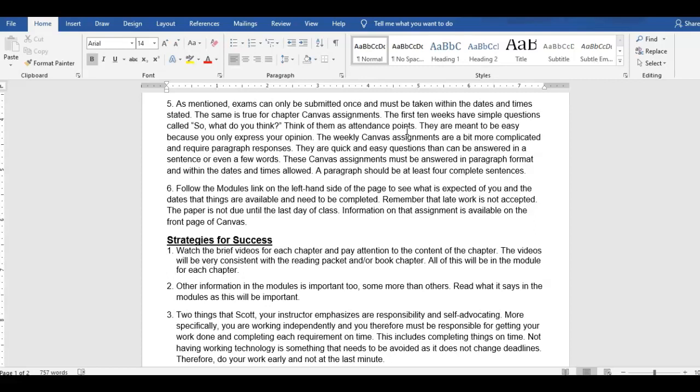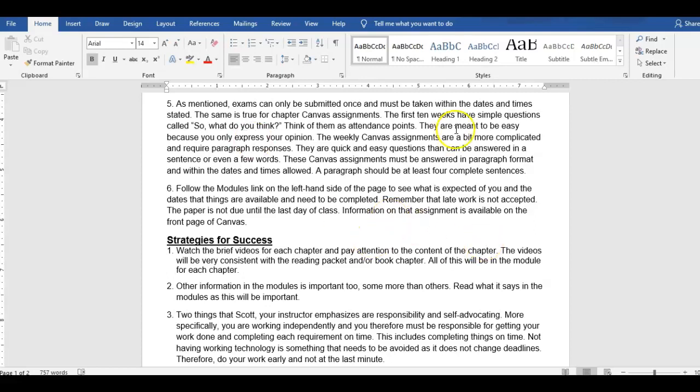More simple than that, however, is during 10 weeks, you will have this "So what do you think?" assignment. If we were in class, that would be like attendance points, where I might ask you, why do people get mental illness? Is it because they were born with it, genetics, or is it something that was learned, or what? So it'll be a simple question like that where you can answer in just a couple of quick sentences. But the Canvas assignments where you're diagnosing people, you should use full paragraphs, like 4 sentences or more.